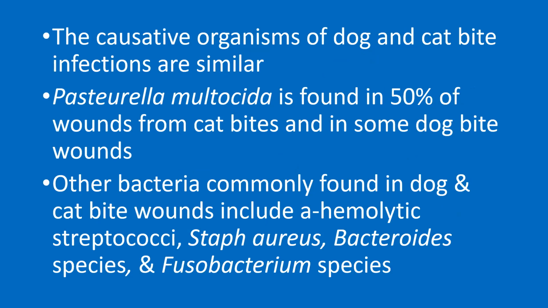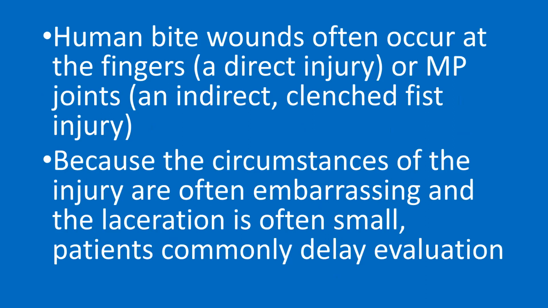Pasteurella multocida is found in 50% of wounds from cat bites and in some dog bite wounds. Other bacteria commonly found in dog and cat bite wounds include alpha-hemolytic streptococci, Staph aureus, Bacteroides species, and Fusobacterium species. Human bite wounds often occur at the fingers, a direct injury, or at the metacarpophalangeal joints, an indirect clenched fist injury.